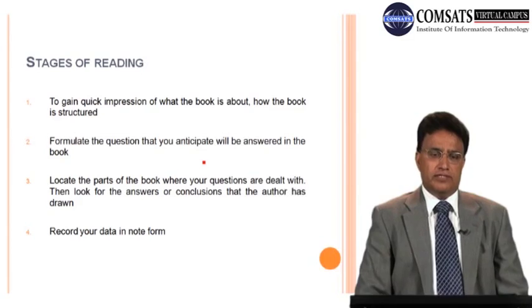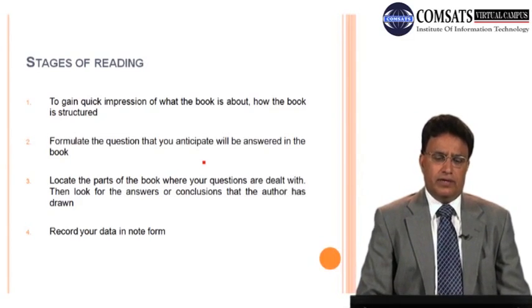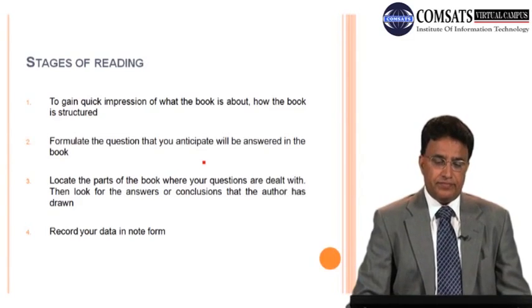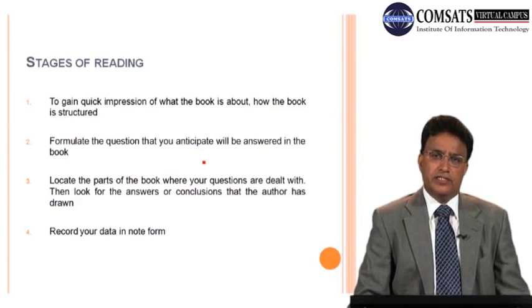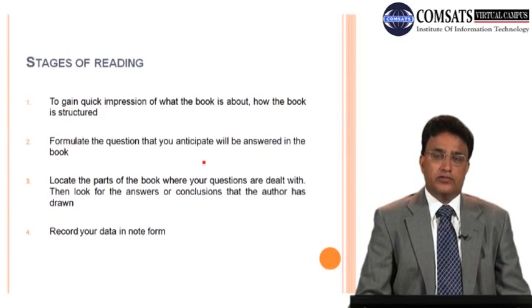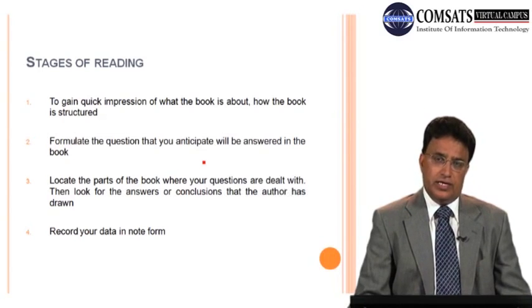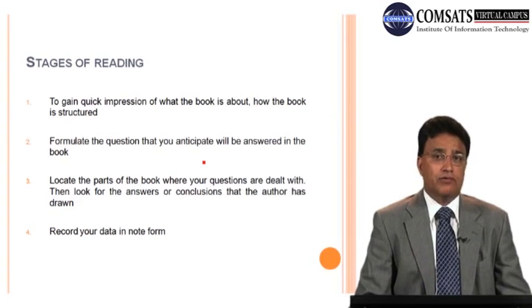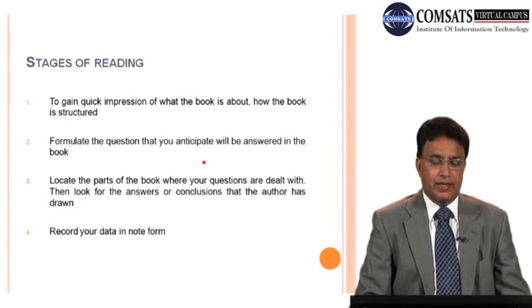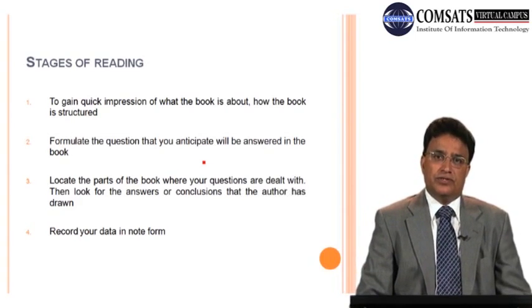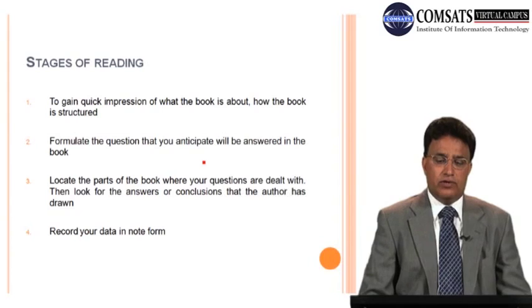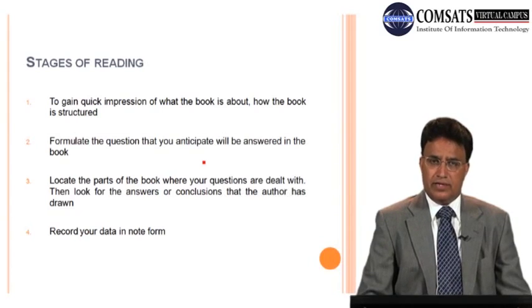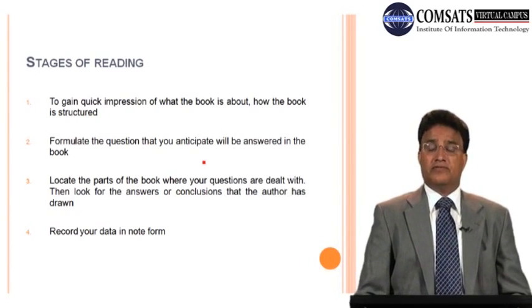Let me summarize all these points in the form of different stages of reading. Stage number one of any text or reading is to gain a quick impression of what the book is about and how the book is structured. We discussed that this is a technique called skimming. So that is the first stage. When you come across a book, have a quick look at the chapters, look at the contents page, and form an impression of whether the book is good and useful for you or not.